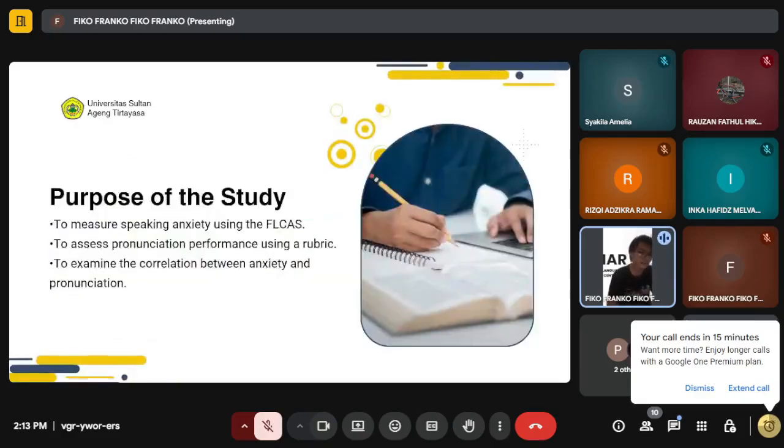And next, we have the purpose of the study. Our purpose is to measure speaking anxiety using the FLCAS, or Foreign Language Classroom Anxiety Scale score. And next, our purpose is to assess pronunciation performance using a rubric. It's a rubric that we made to measure how they do in pronunciation. And next, we are going to examine the correlation between anxiety and pronunciation.